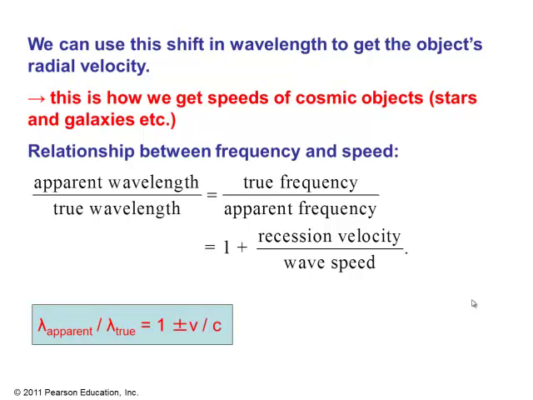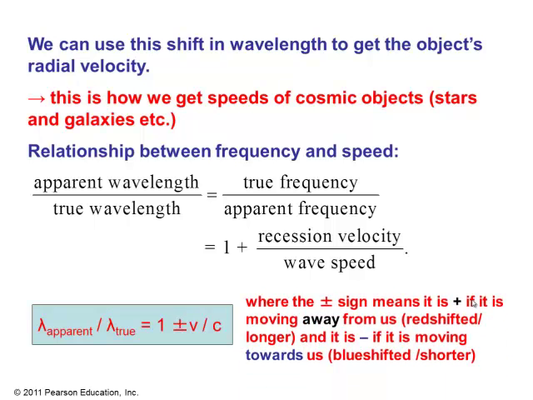Now you may wonder, what is this plus or minus? Well, you use a plus if the object is moving away from us, meaning we have the recession velocity, which means that the light is redshifted, gets longer because it's moving away from us. And you use a minus if the object is moving towards us, which means that its wavelength is blue shifted. It gets shorter.